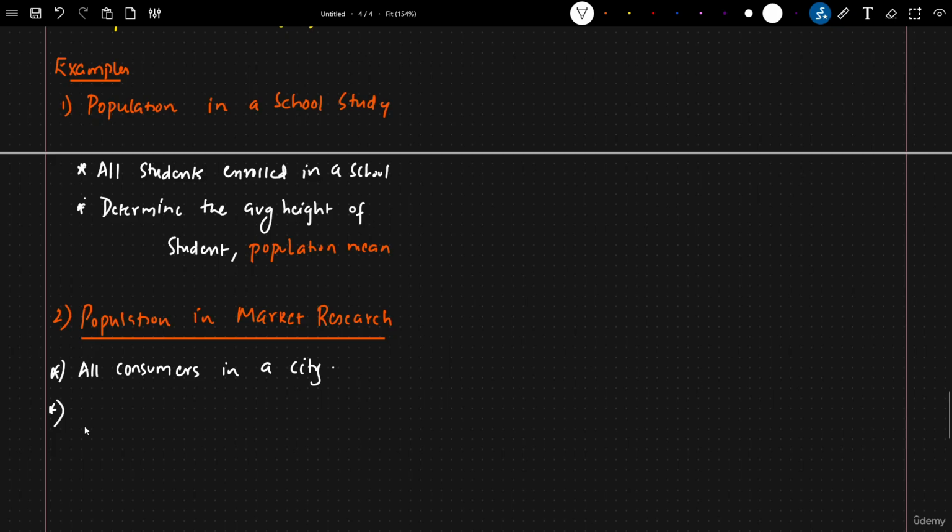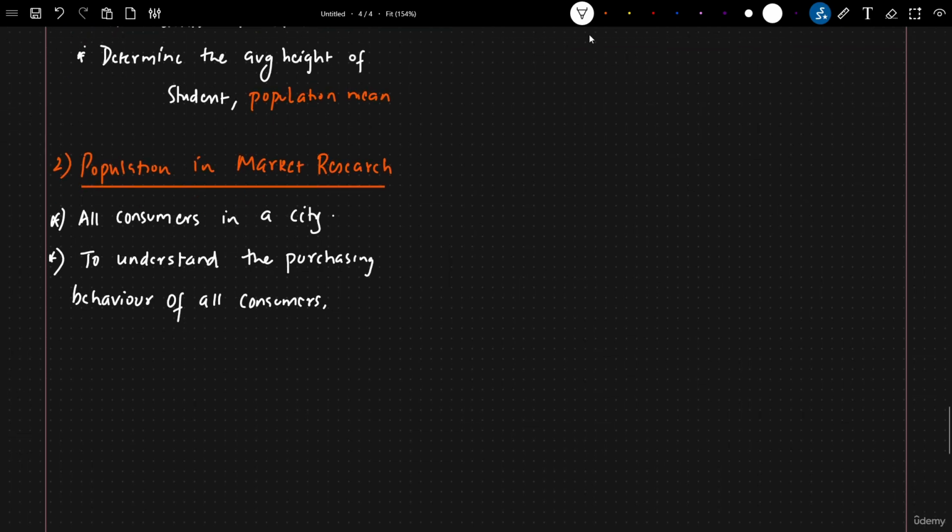Then if I talk with respect to the use case, let's say to understand the purchasing behavior of all consumers. So if I want to understand the purchasing of all the consumers, I have to analyze this specific data of every consumer in the city, okay. So this can be also one more example. The second point that I'm actually mentioning is a use case. One more example that we can consider is where we use population data.